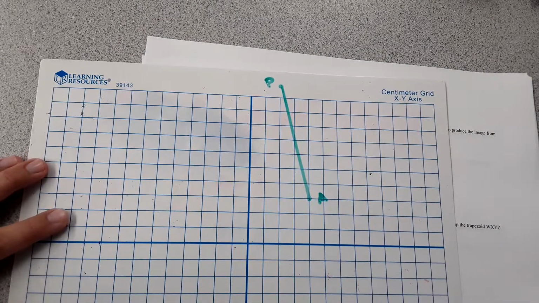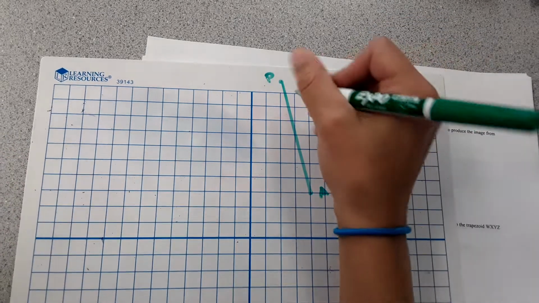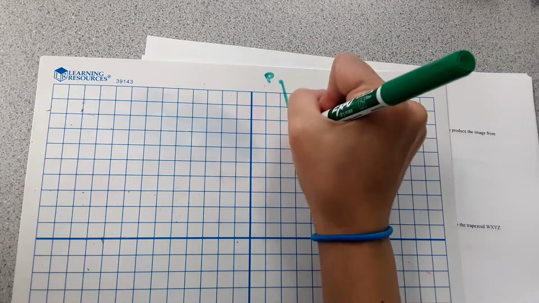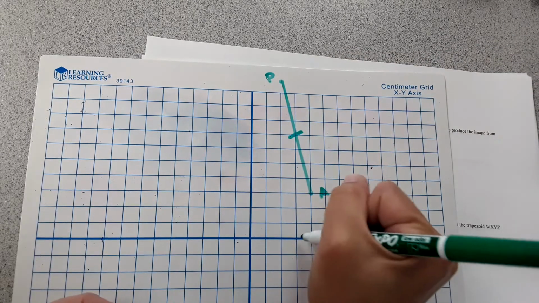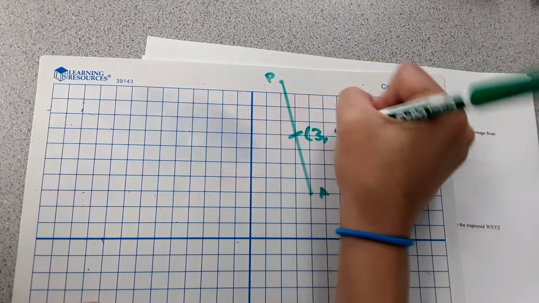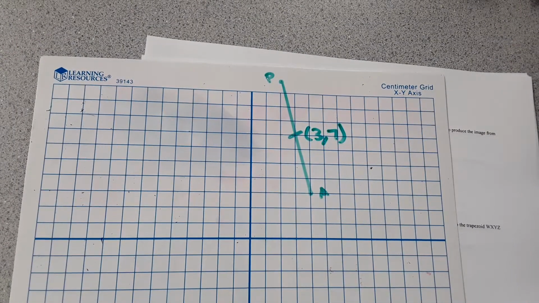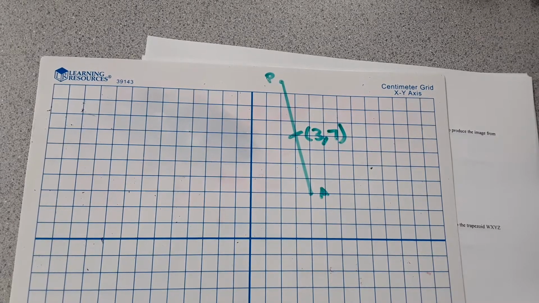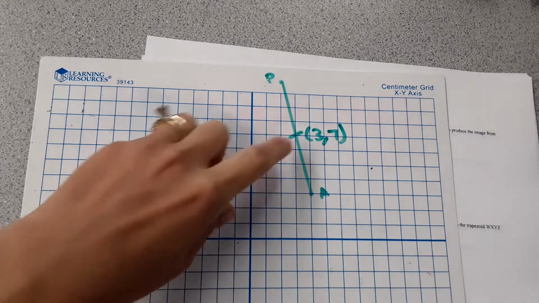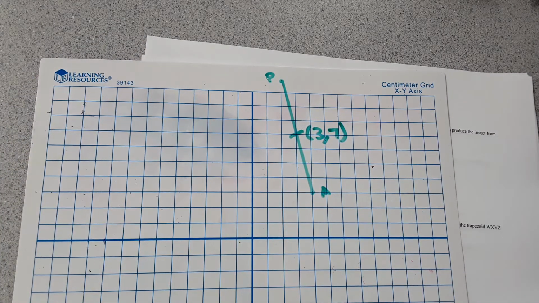It says to find the midpoint. So some of you will be able to just see that the midpoint is right here. And that is at 3, 1, 2, 3, 4, 5, 6, 7. So that's at 3, 7. If for whatever reason it was hard for you to see, or it didn't land at an intersection of points, so it was like a decimal, you could use the equation.